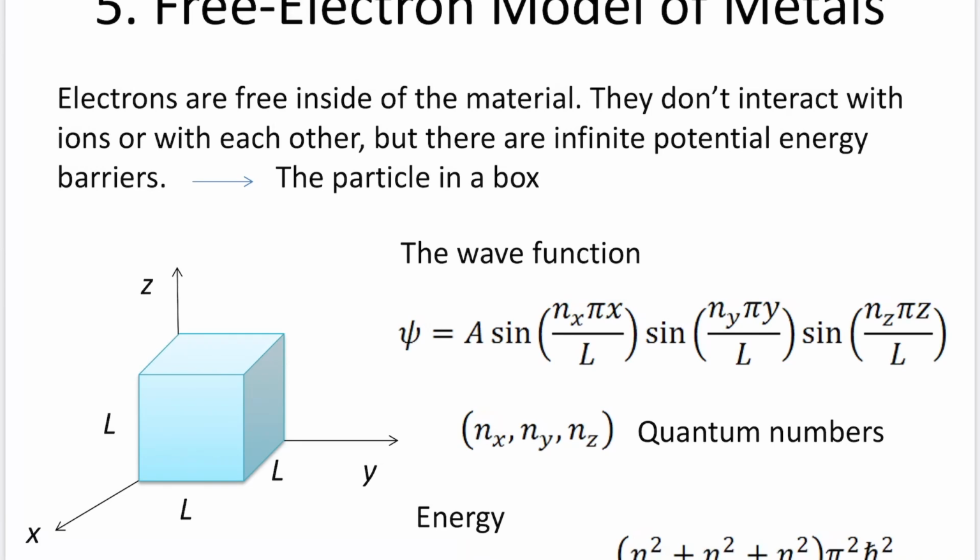In this session, we'd like to consider the free electron model. I explained that the electron can move freely inside of a metal. So we assume that electrons are free inside of the metals. They don't interact with ions or with any other electrons. But there are infinite potential energy barriers, so electrons are confined inside of the metals. So we can use a particle in a box model.